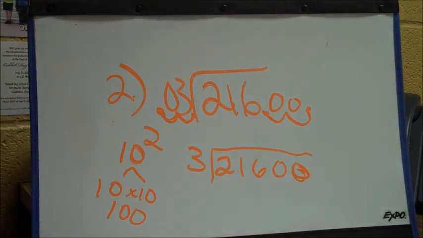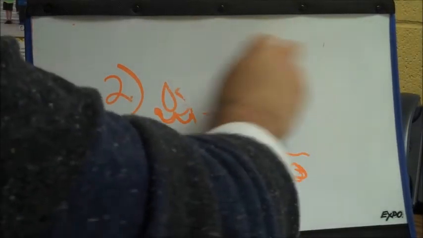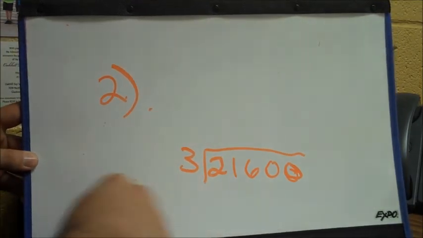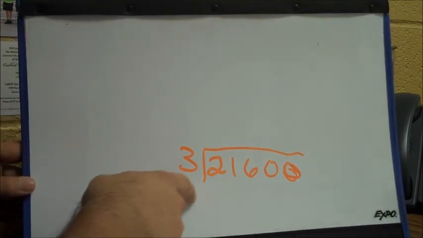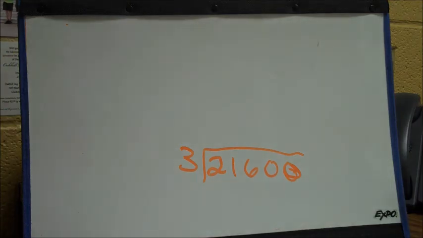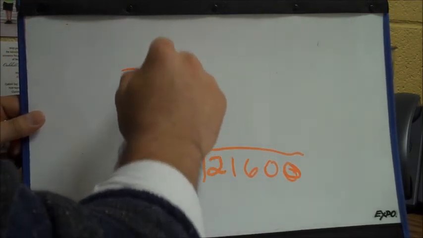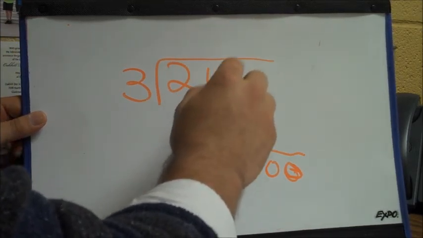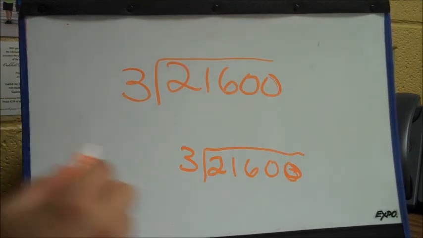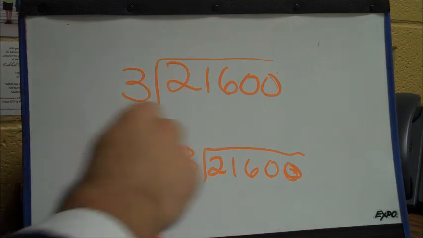So now, in order to make it easier for me, I'm going to just get rid of my original problem, because this is our new problem. So I'm going to rewrite this so we can actually see it a little bit better. So how many times will 3 go into 21,600? We're going to need to have a little bit more space.